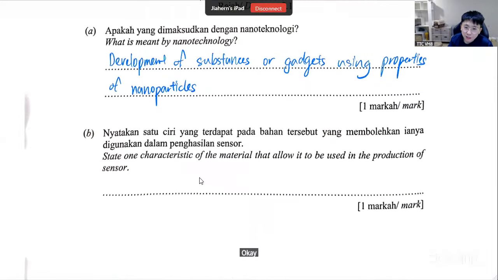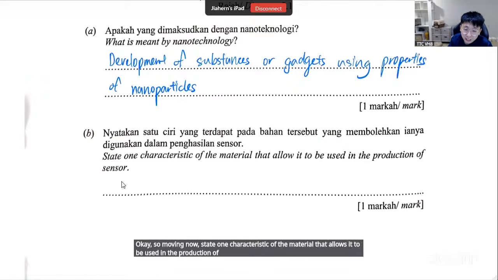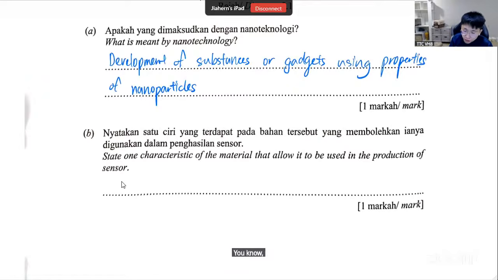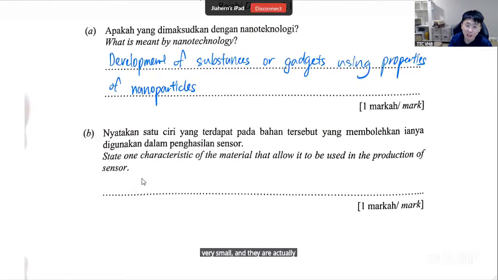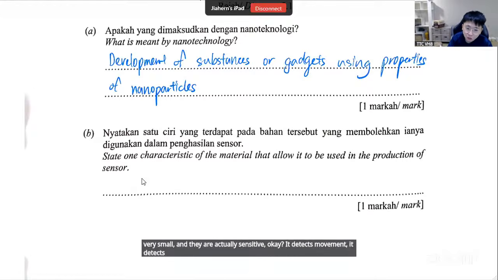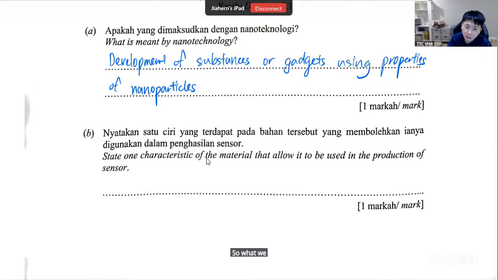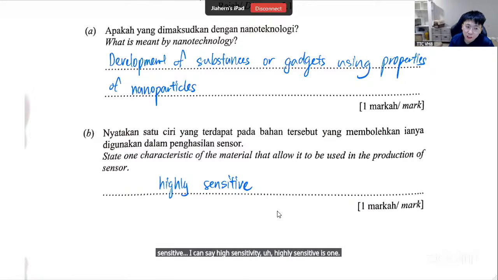Okay, so moving down, state one characteristic of the material that allows it to be used in the production of sensor. Guys, you know what sensor? Like when your house got any light sensors, your door got door sensors. In sensors, they're all actually very small and they are very sensitive. It detects movement, it detects light. So what we say is this material is highly sensitive. Or you can say high sensitivity. Highly sensitive is one. Okay, so this is one of the possible answers.